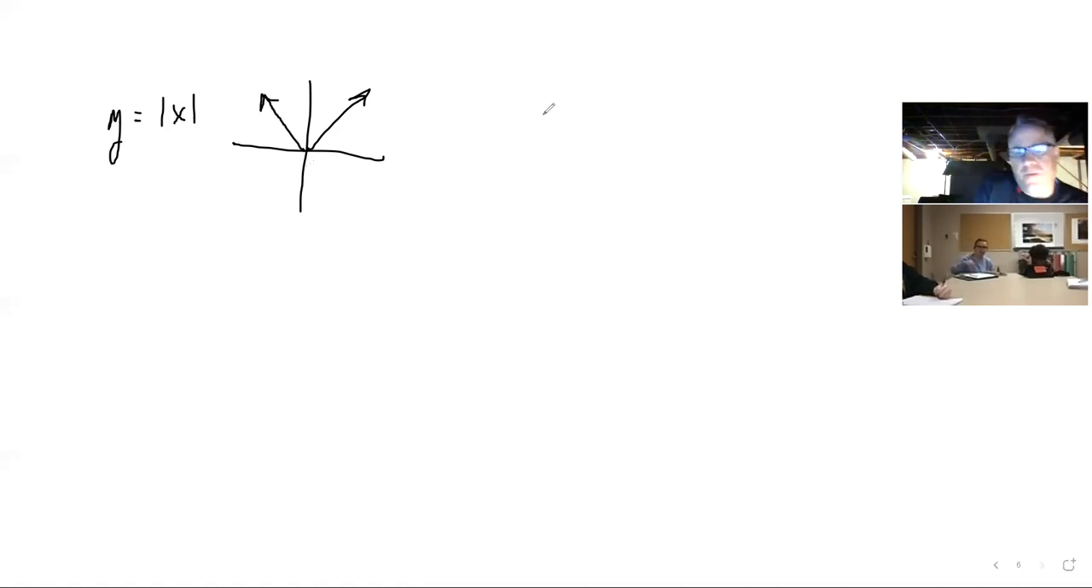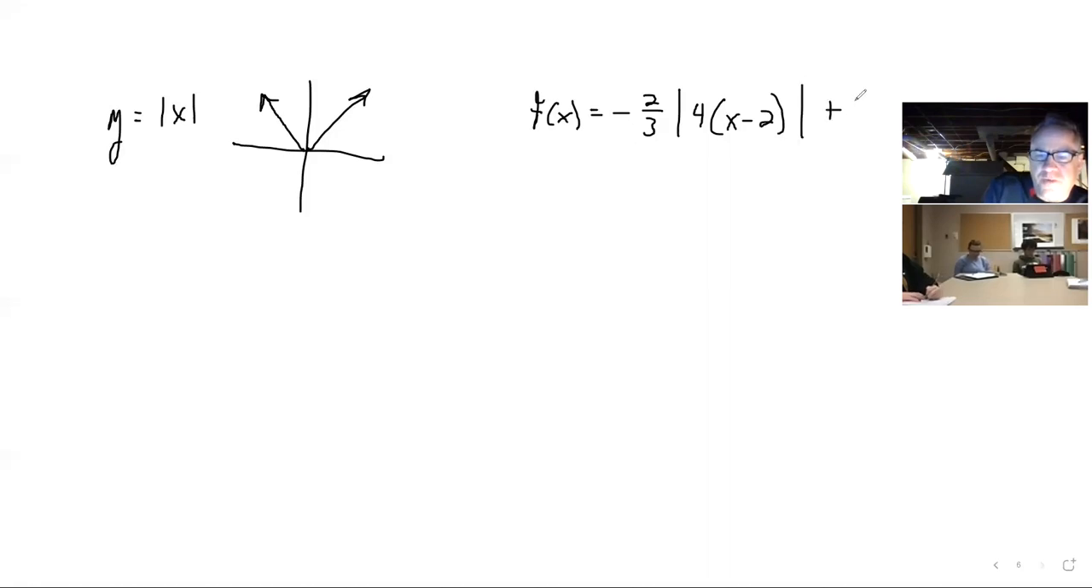After we've covered 3.5, if I have a function that looks like, I'm making up something here, let's say negative 2/3 times the absolute value of 4 times the quantity x minus 2, plus 5. We're going to learn all these numbers have meanings in terms of taking this graph right here, this parent function, and stretching it, compressing it vertically, stretching it or compressing it horizontally, or flipping it across an axis, either x-axis or y-axis, and then shifting left, right, or up, down.